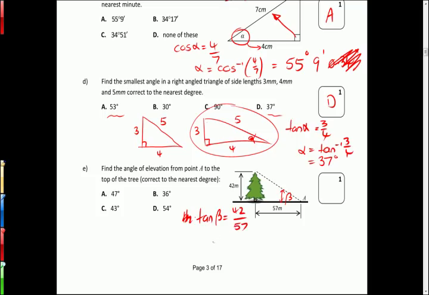How do you get rid of the tan? Well, it's tan inverse again. Beta equals tan inverse of 42 on 57. Calculator says tan inverse of 42 divided by 57 equals, what do we want, to the nearest degree? Well, it's 36.3, so that leaves 36 alone. It's 36 degrees. Okay.